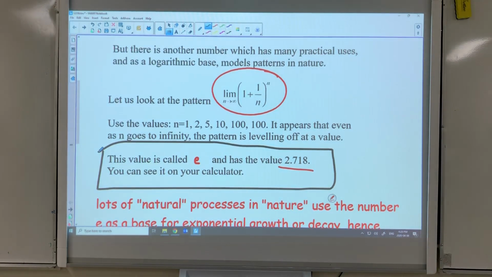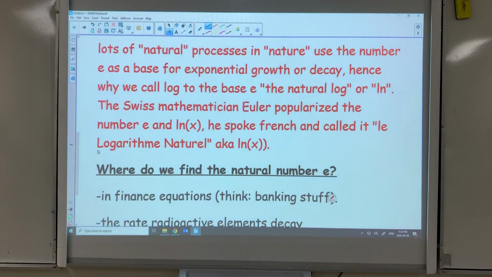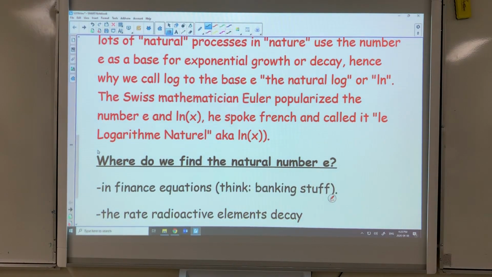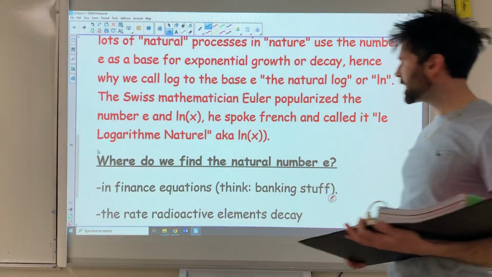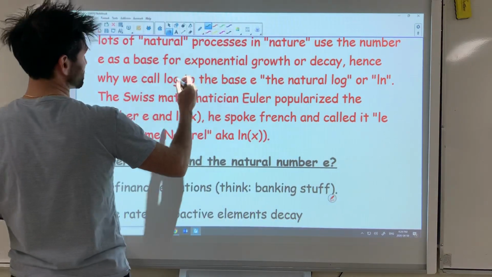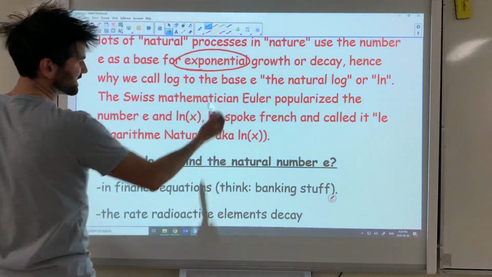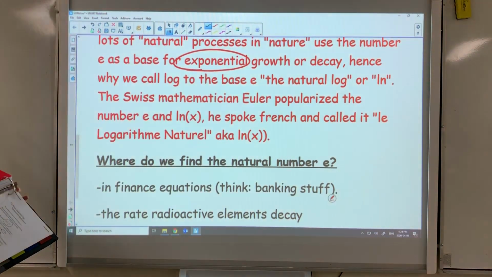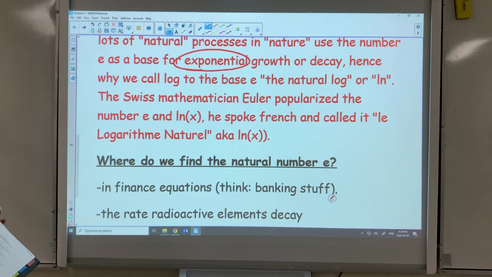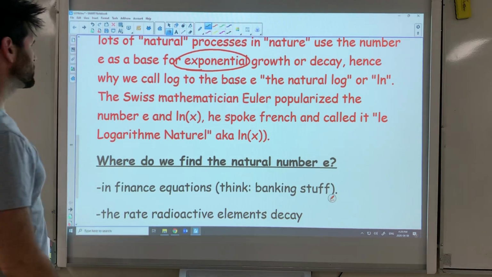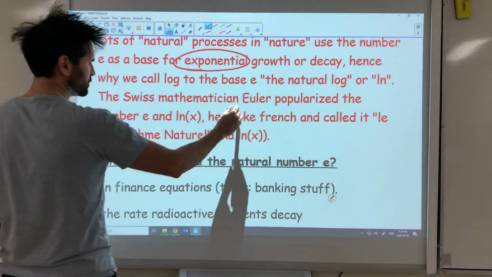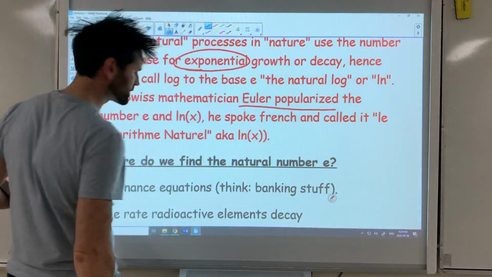Again, where does it come from? Well, it turns out that lots of natural processes in nature actually use that number. So you'll see it in exponential growth or decay. We're going to look at the graph of it pretty soon, and we're going to notice that, yeah, it's exponential. We're going to look at what happens when we use it as a log base. And the Swiss mathematician Euler actually popularized this number e.